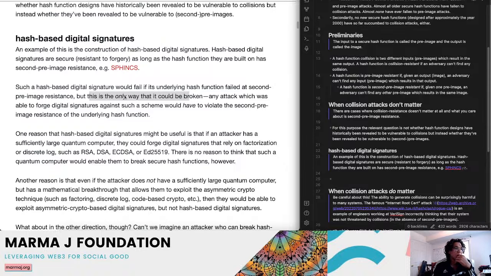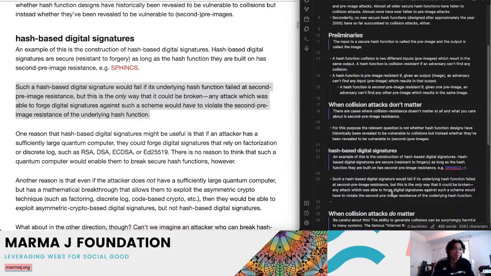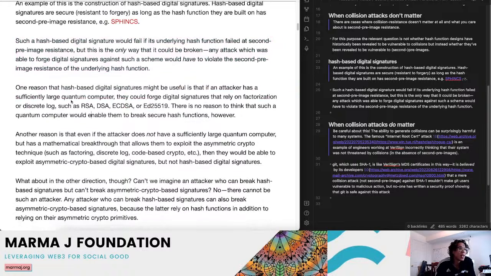Any attack which was able to forge digital signatures, so finding a new image, preimage, whatever collision, against such a scheme would have to violate. I feel like I just need to read that again. Like I need to go to this paper and be like, why? I understand what you're saying and it's all very clear, but show me some math, please. So they're saying this is just the case. There's a proof here in the Sphinx paper. One reason that this could be useful is because even if you are able to forge something based on the discrete log problem, there's no reason to think that you'd be able to break the hash functions.